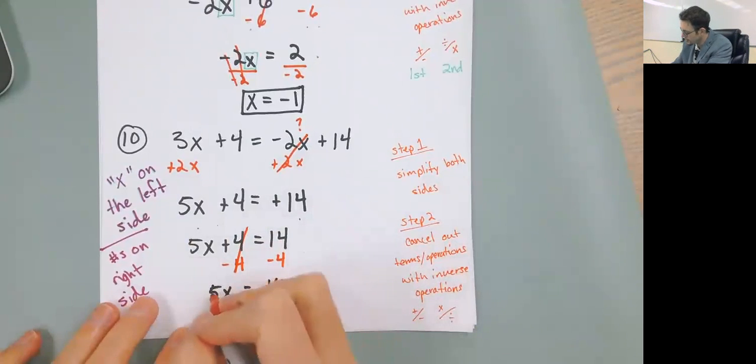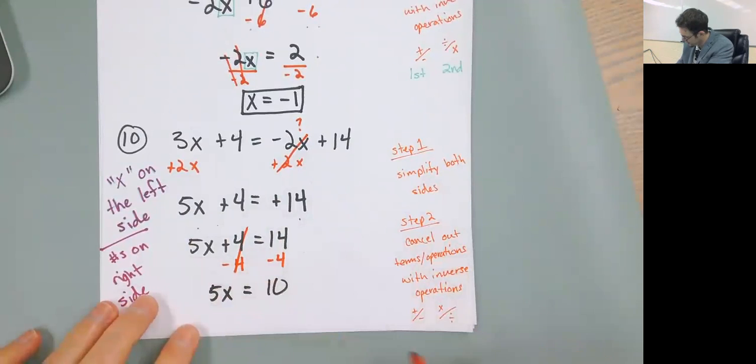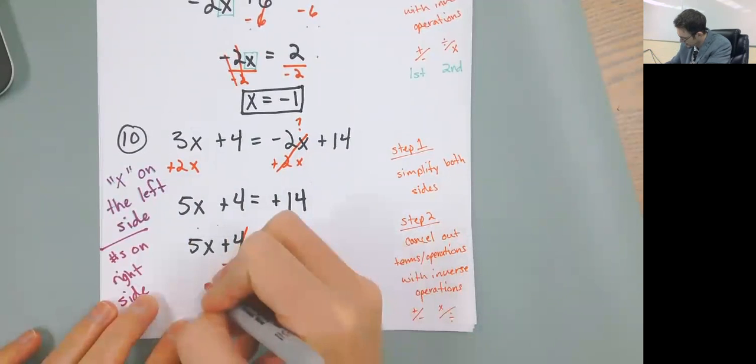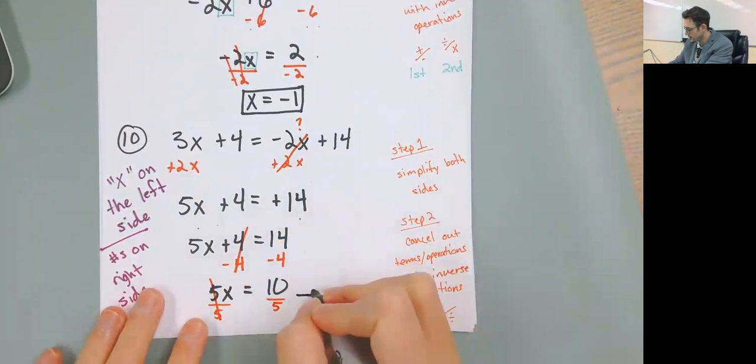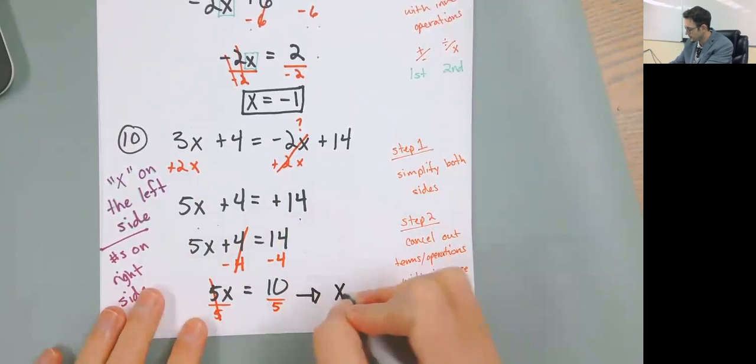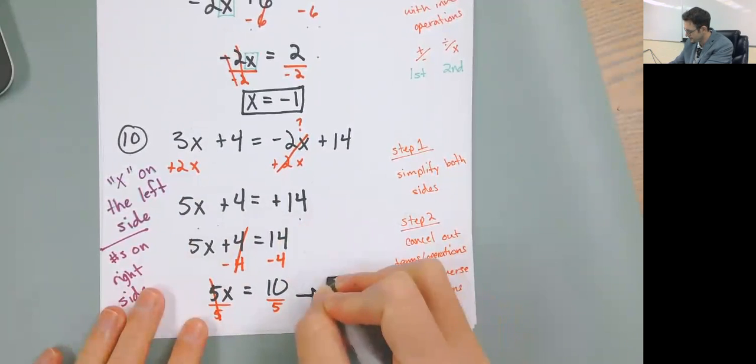Now I want to get rid of this pesky 5, right? That's multiplication, so let's get rid of that with division. Cancels out. All right, I ran out of room. Ran out of room. So off to the side, let's say x equals 2.